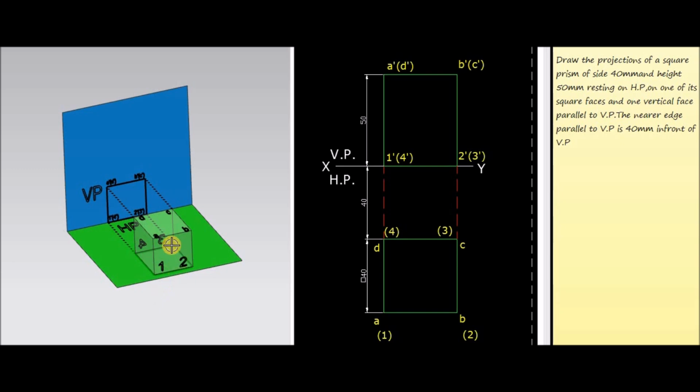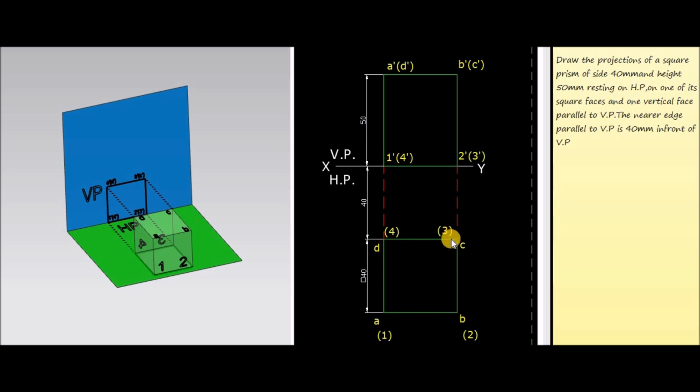So these points should be represented inside the brackets as 1, 2, 3 and 4. So mark these points and join the corners AB, BC, CD, DA, and 1-2, 2-3, 3-4, 4-1. And this figure represents the top view of the square prism.